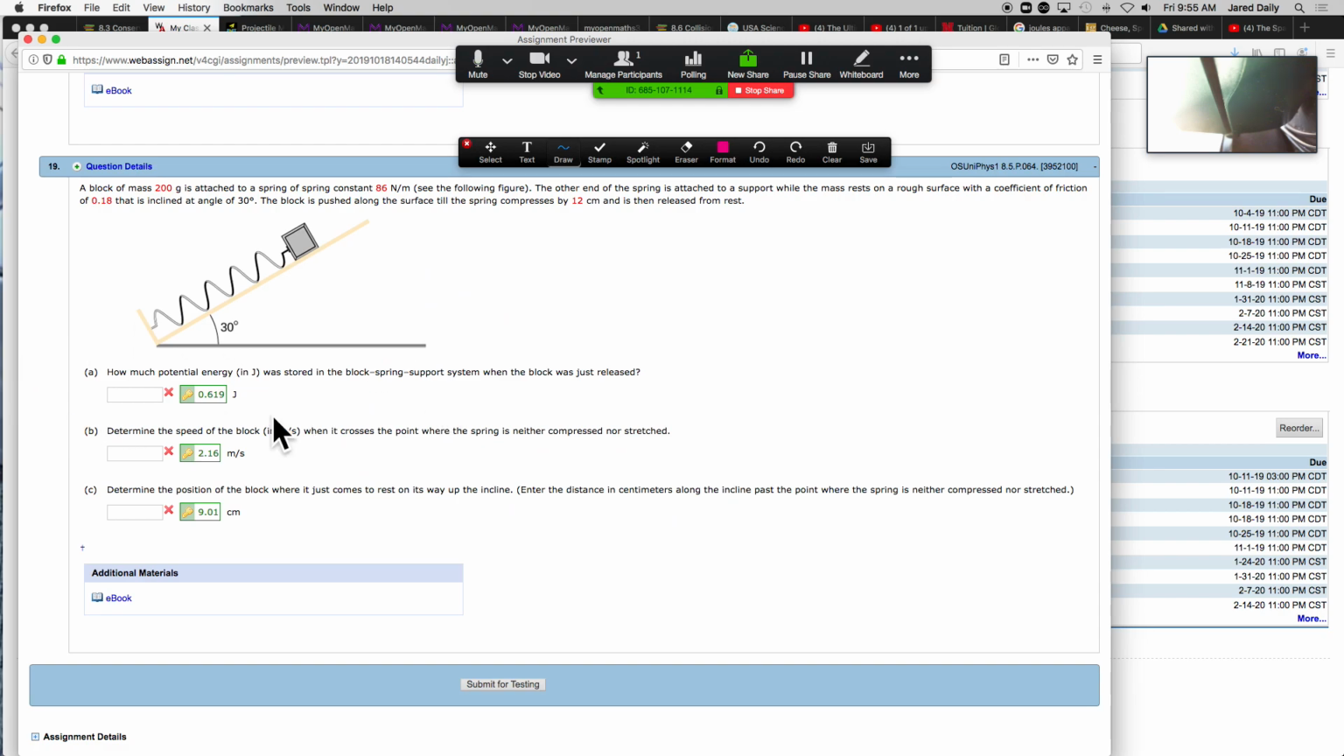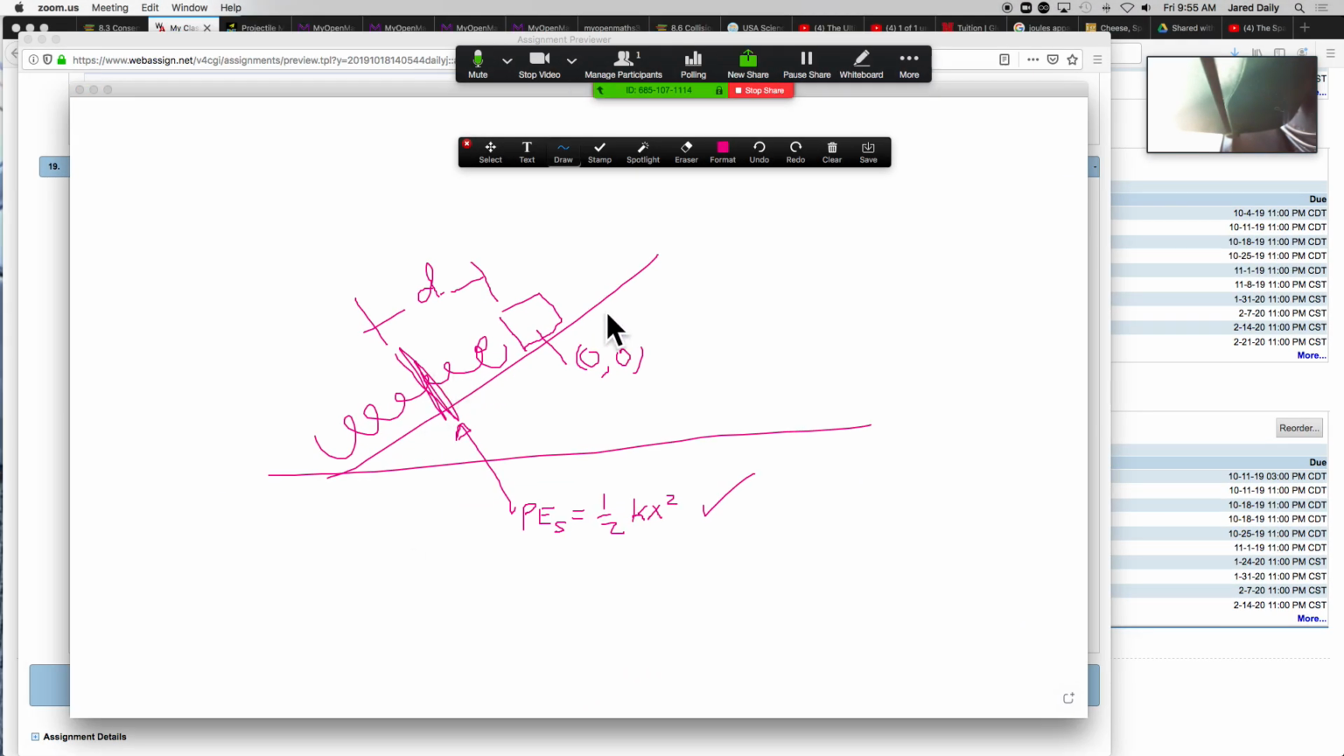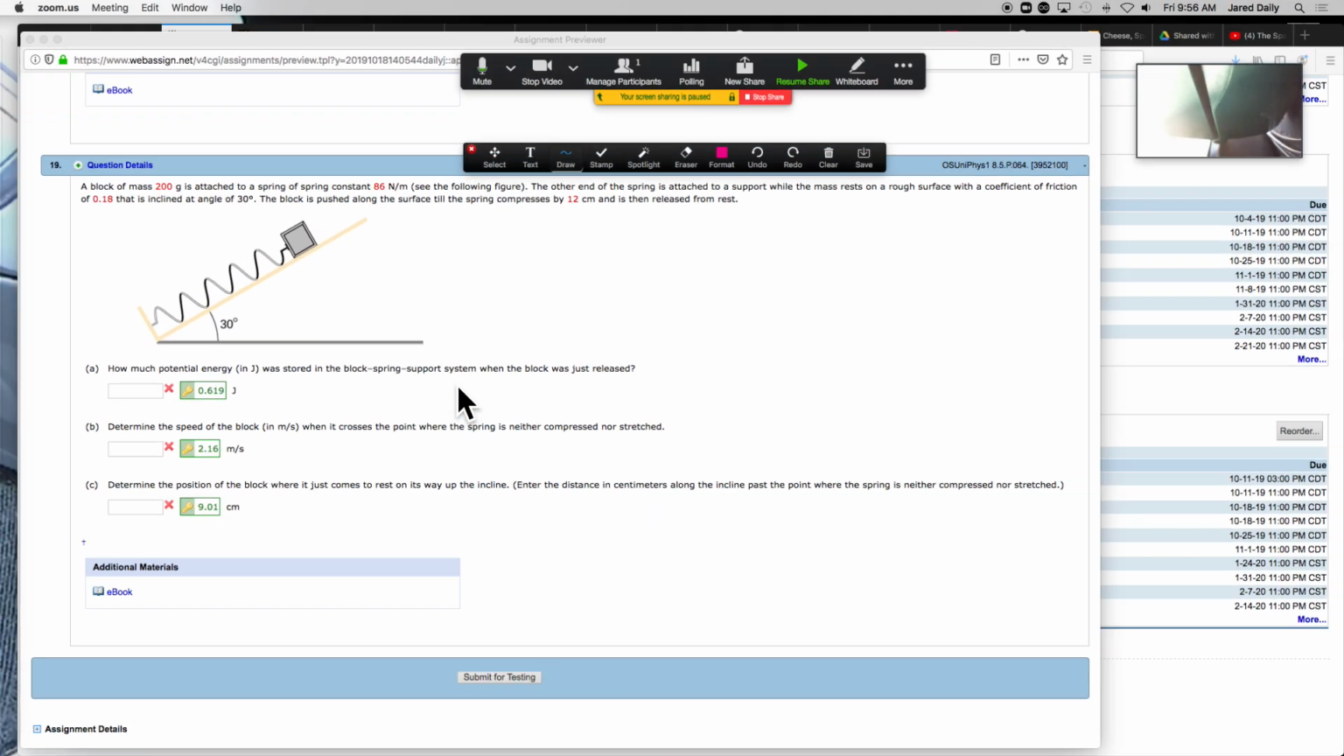Then they want to know the speed of the block when it gets back to the point where it started. So when you compress it to here and then release it, when it gets back to this point, how much speed does it have? Well, that means that all of the potential energy in your spring has become kinetic energy, right? So you do 1/2 kx squared equals 1/2 mv squared. But let's check something really quick.